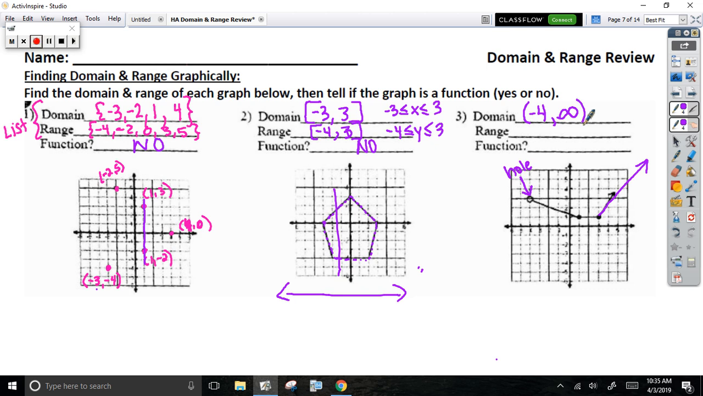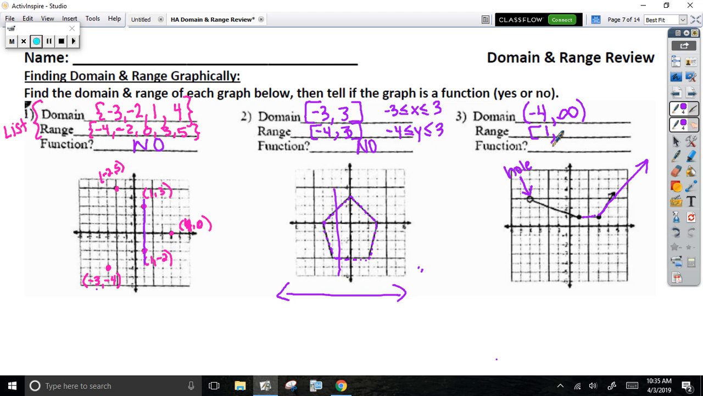Infinities always get a parenthesis because we don't know what infinity is. Now the range, bottom to top. The smallest it ever touches on the y-axis is at 1. There's a solid circle and there's a segment, which is a bunch of solid circles. So it would be bracket 1.